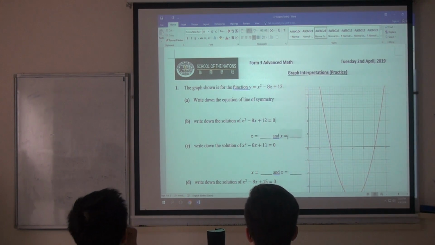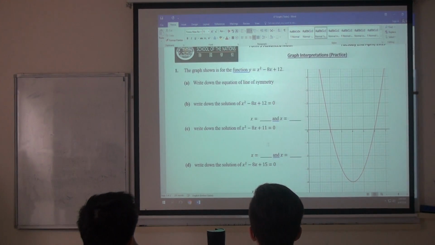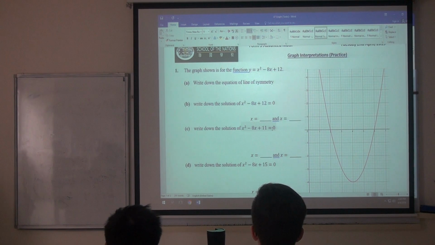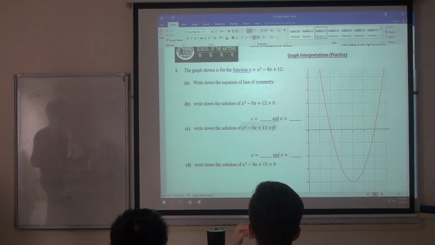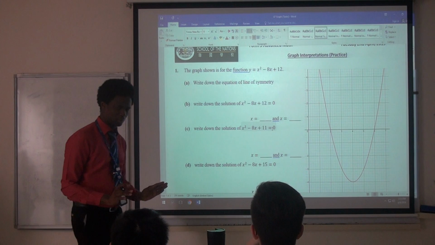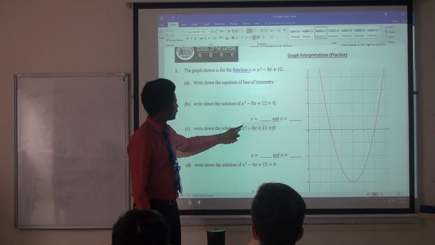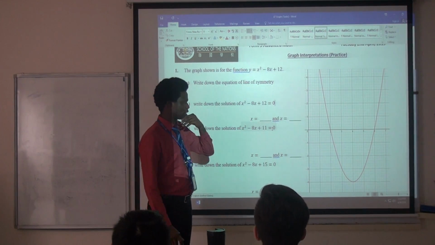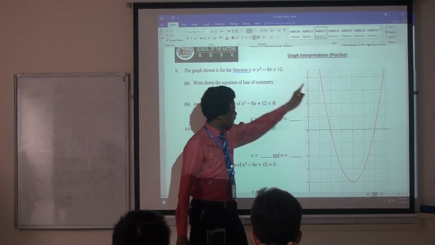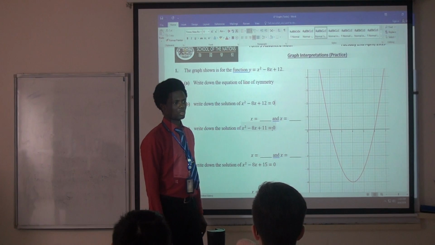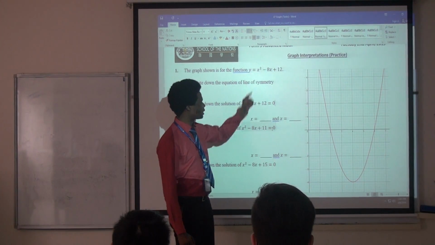The next question is talking about, write down the solution of this equation. Okay, great. So this is where some of you keep writing nonsense for me. Okay, so please pay attention one more time. This equation and this equation are not the same. This equation is this curve. So we need to write it to look like this curve.